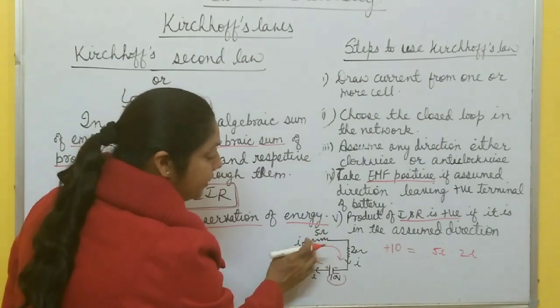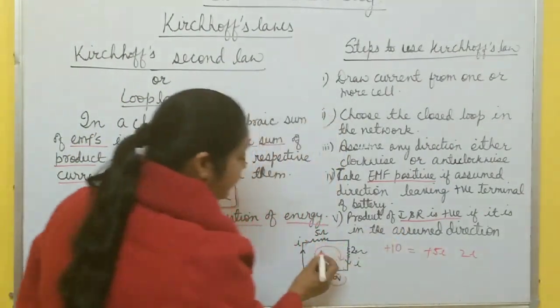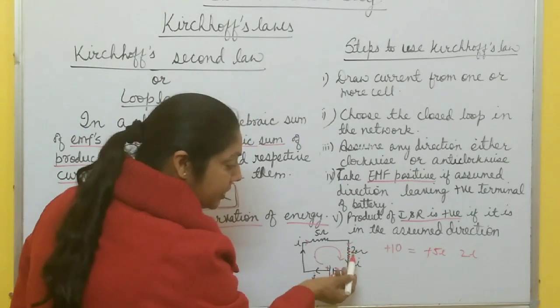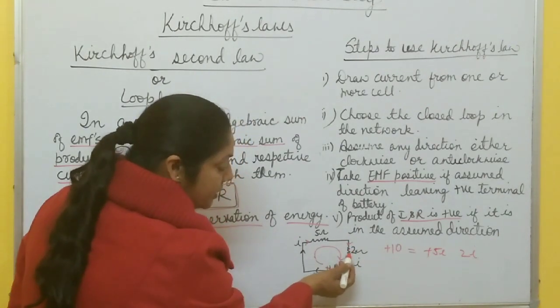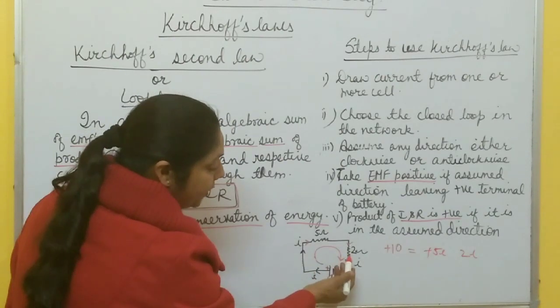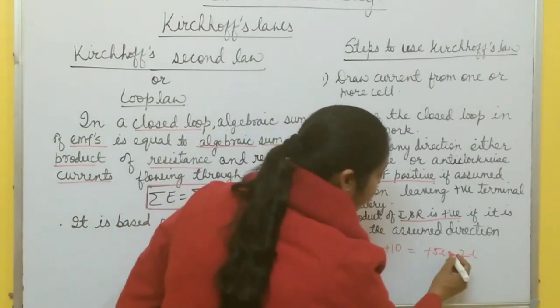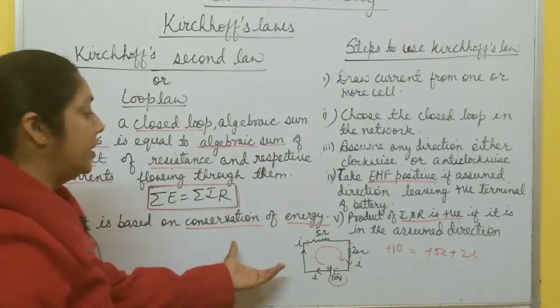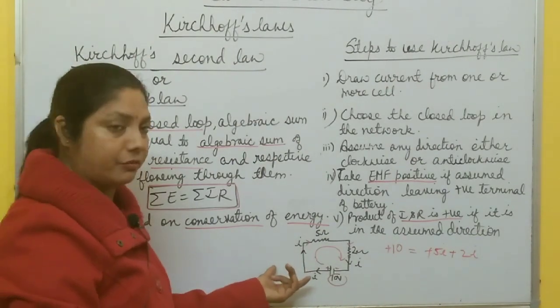So I, 5 into I, you have to take positive. Now again, current is entering through this 2 ohm and leaving this one. So this current is also in the assumed direction. So here the product of I and 2 is also positive. In this way, you have to write equations.